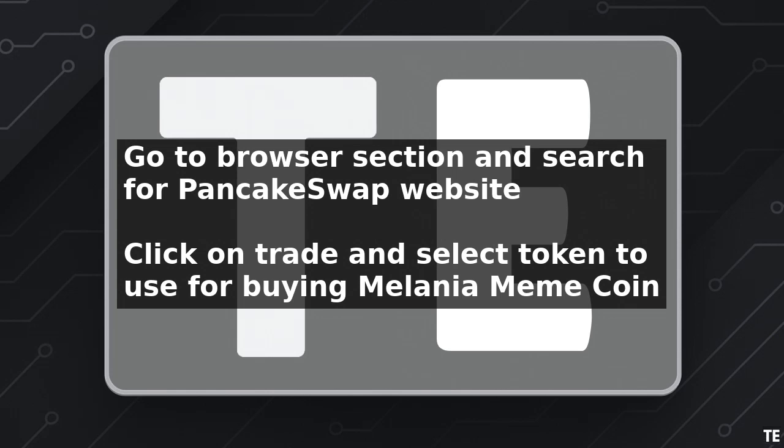After entering the contract address, you should see the Melania meme coin token appear. Then select it and enter the amount you want to buy. Make sure you have enough BNB for gas fees. Then confirm the transaction. Once the transaction is confirmed, you should see the Melania meme coin tokens in your Trust Wallet.